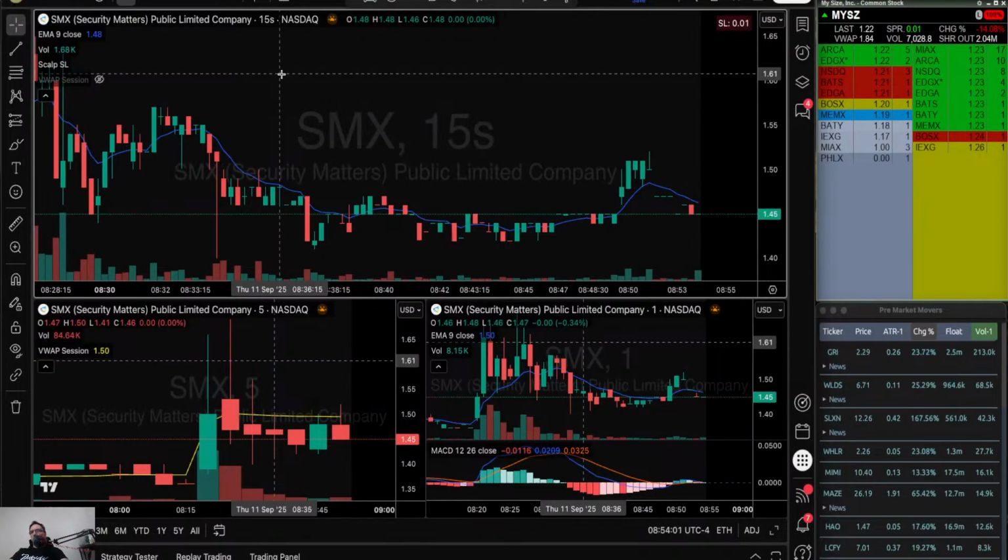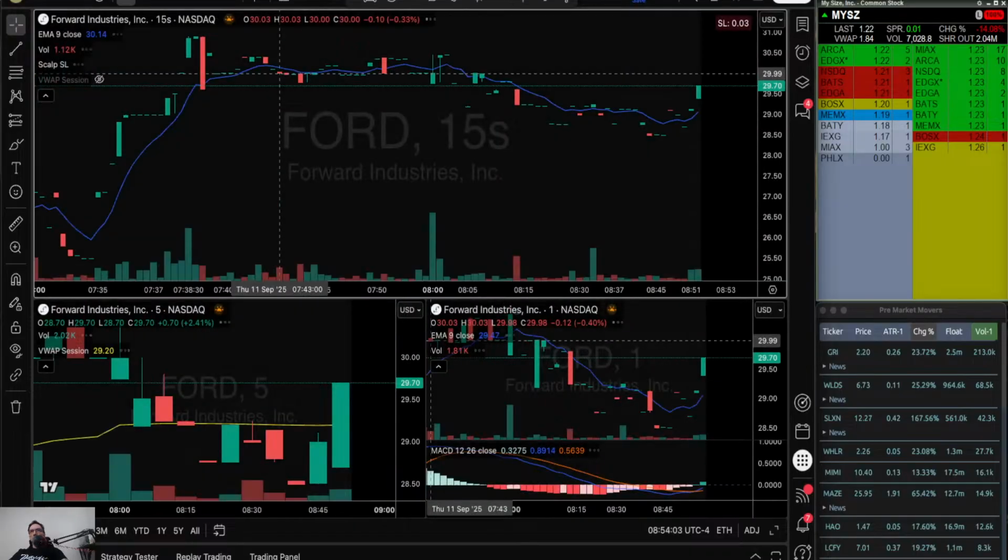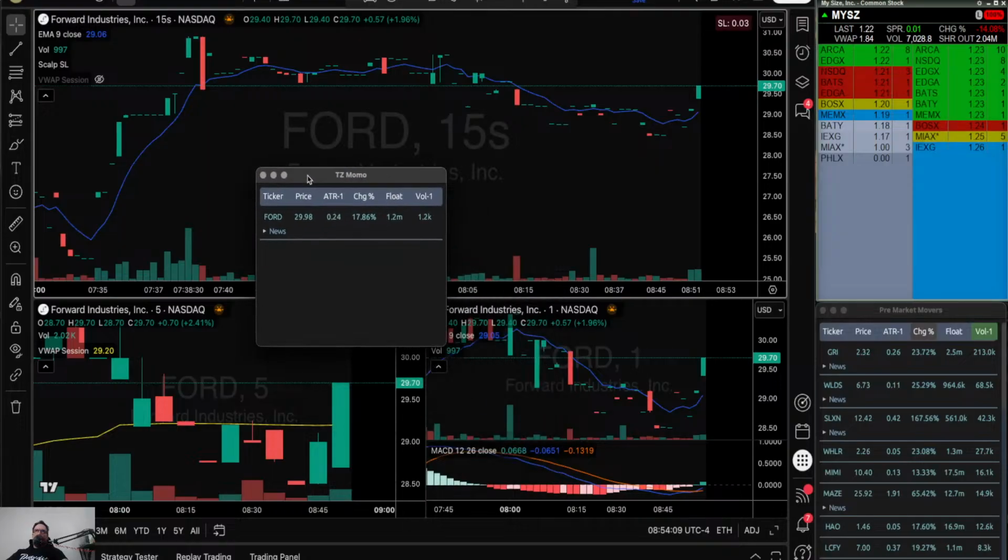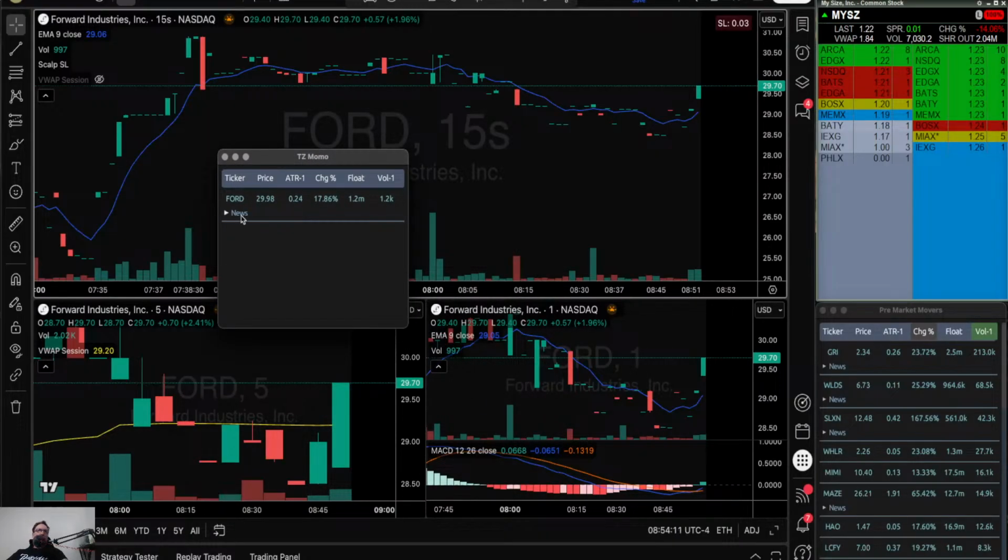Ford showed up on a Momo. Don't know why. Okay. So there's some work that needs to be done, people. There's work that needs to be done. Okay, Ford has the catalyst, 6 a.m.